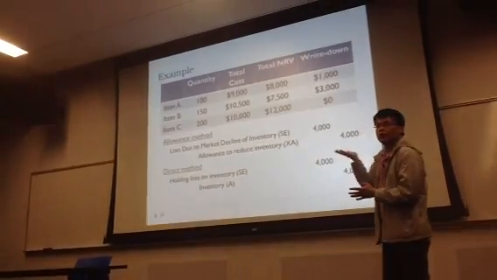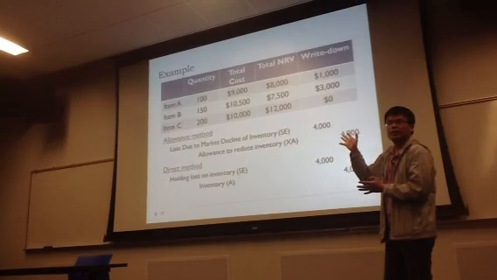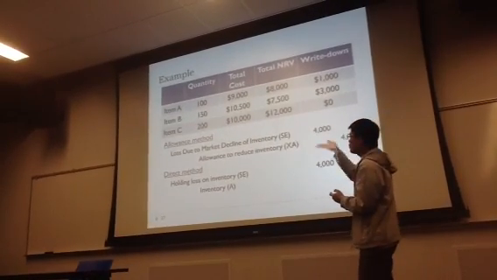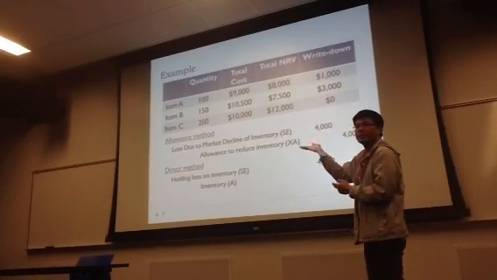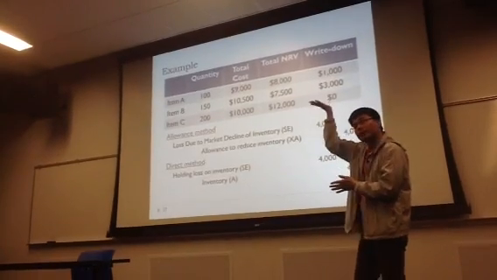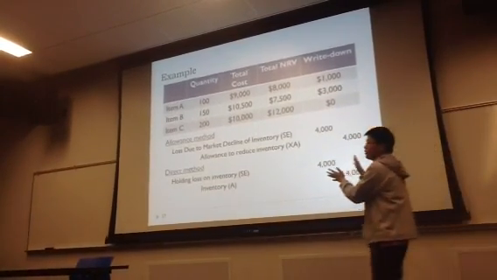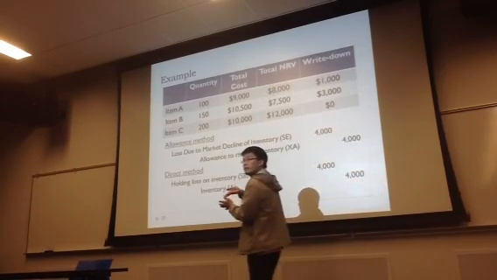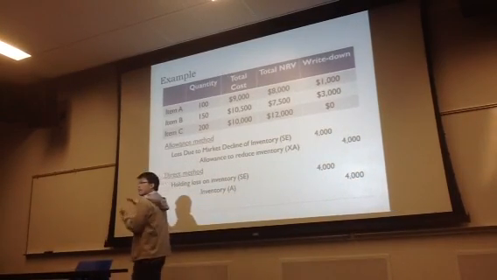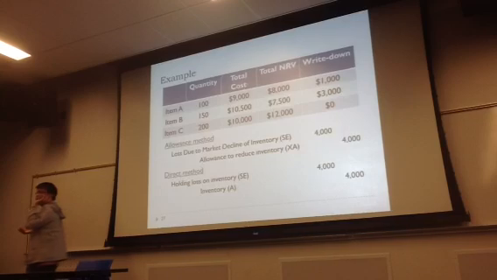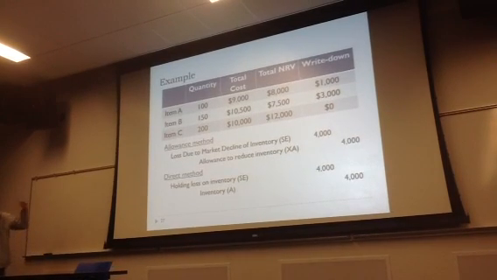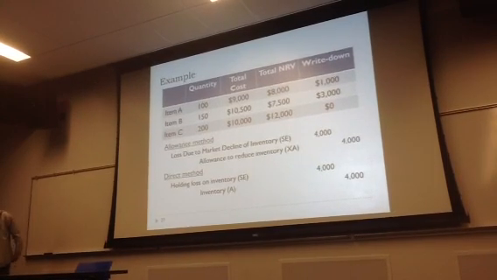Here, the lower of the two is the cost. Okay, so we are going to take the lower of the two, which is the cost. So what that means is we are not going to write that up to the market value. So as you can see, for inventory, we are only going to write down to the market value. But if the market value is higher than the cost in the original case, in the first year, then we are not going to write it out.